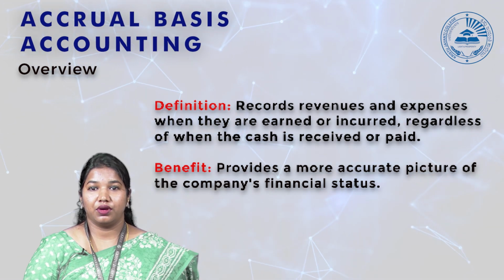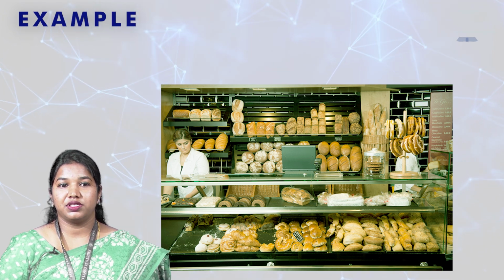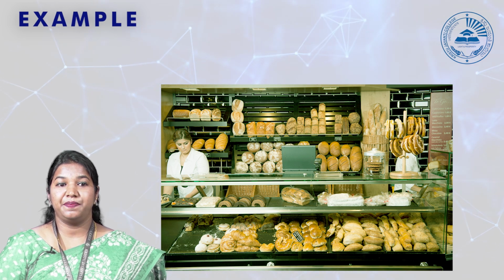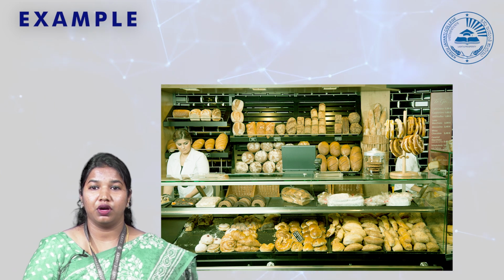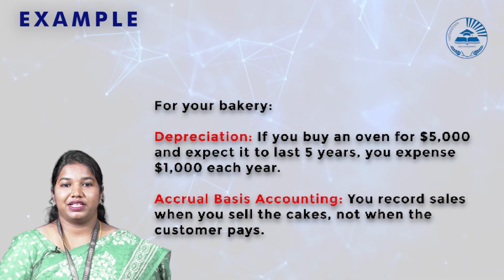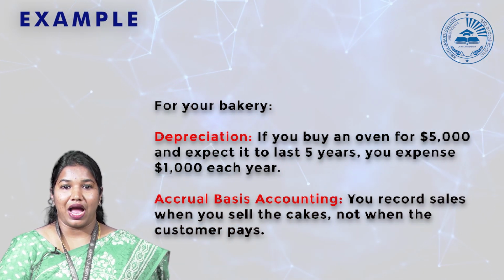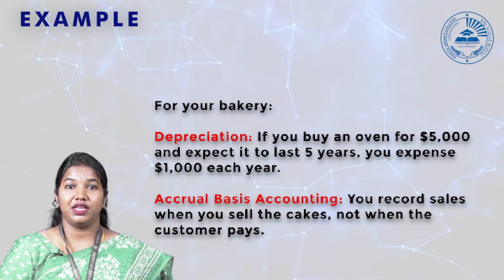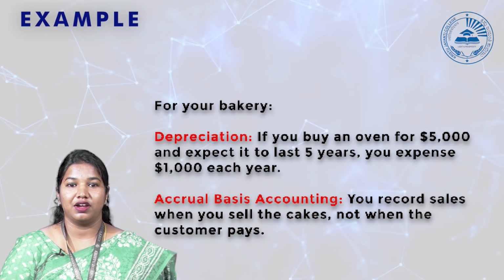So, example. Again we come back to the same example of you being the owner of a bakery. Now for depreciation, you buy an oven for $5,000 and expect it to last for 5 years. You expect the oven to give you good yield for 5 years, so you have an expense of $1,000 every year. So the value of that product is coming down.